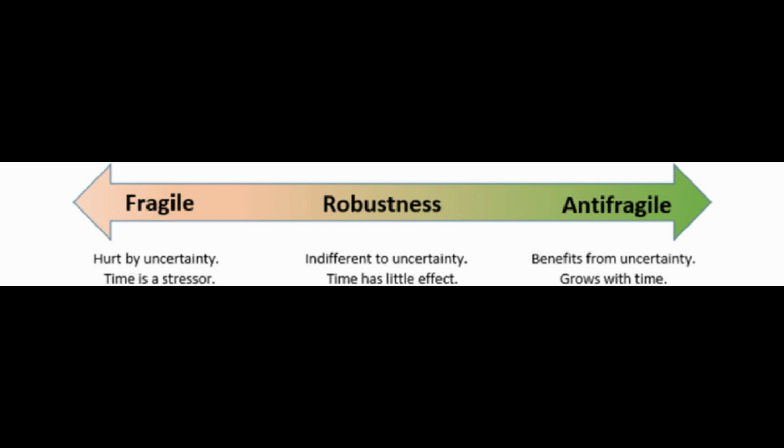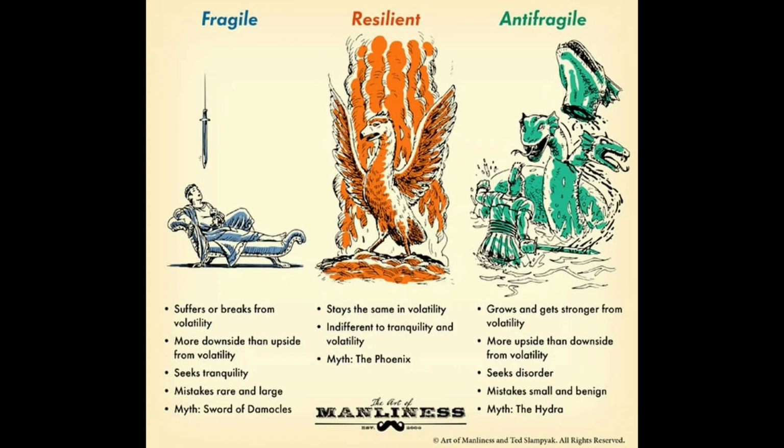To summarize, fragility, robustness, and antifragility describe three different properties of systems in response to stress and change. Fragile systems break down under stress, robust systems maintain their performance in the face of stress, and antifragile systems improve their performance in response to stress.